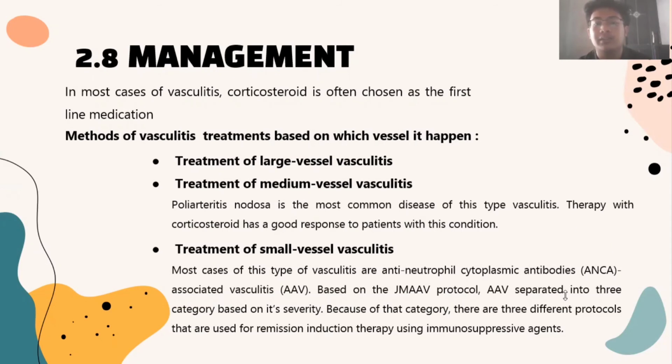The treatment of small vessel vasculitis. Most cases of this type of vasculitis are anti-neutrophil cytoplasmic antibody-associated vasculitis, like microscopic polyangiitis with necrotizing angiitis of small vessel. Based on the GMAAV protocol, AAV is separated into 3 categories based on its severity: mild, severe, and most severe. Because of that, there are 3 different protocols used for remission induction therapy using immunosuppressive agents. For combination therapy, the main drugs used are corticosteroid and cyclophosphamide.